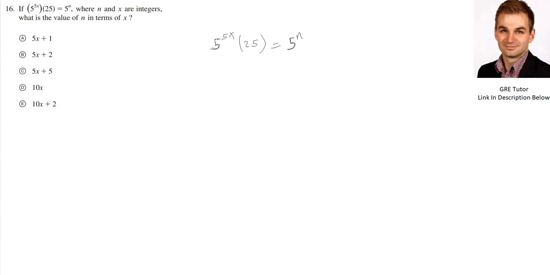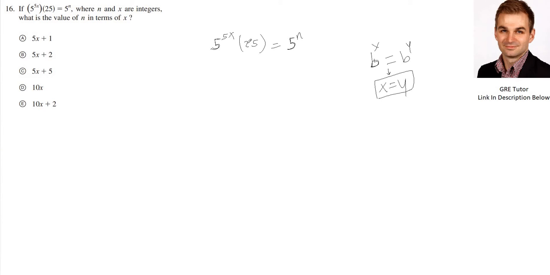Now this makes me immediately think of the property where if you have a base with some exponent and a base to another exponent, and the bases are equal like this, then you can say that x is equal to y. You can just create that new equation here from this. So this is what we're going to try and do here.